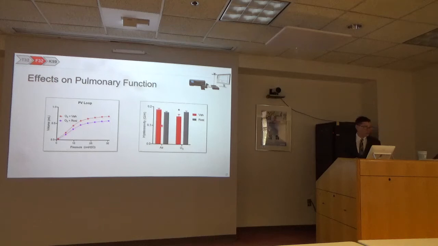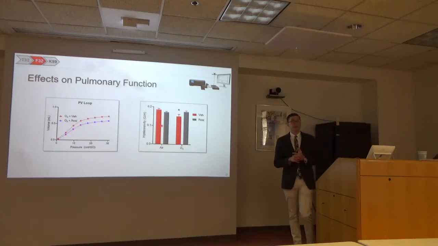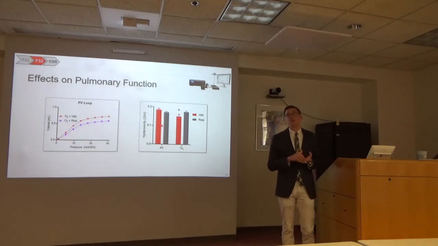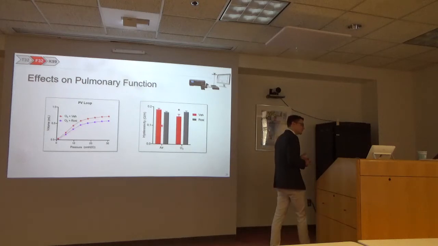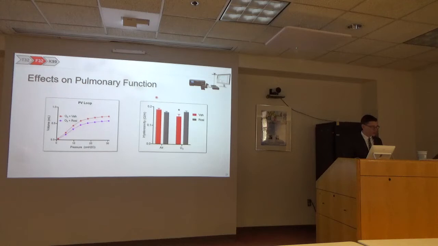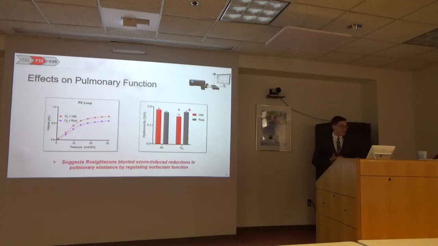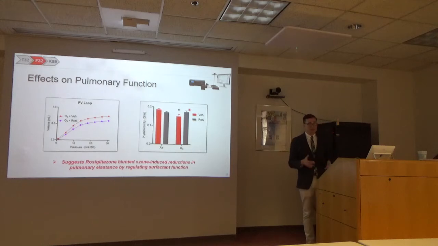And so to look at that, I quantified the lung hysteresivity using the flexiVent, and this is essentially the slope of the inspiratory curve divided by the slope of the expiratory curve, and it's a measure of the viscoelasticity of the lungs, which is dependent on surfactant function. And so here in this graph, the two left bars represent our air controls, the two right would represent our ozone-exposed mice. The red bars are those that were administered vehicle control, and the gray bars are those administered rosiglitazone. What you can see is that exposure to ozone did significantly reduce the lung hysteresivity, and that administration of rosiglitazone blunted that reduction, suggesting that rosiglitazone is blunting the ozone-induced reductions in pulmonary elastance by regulating surfactant function.